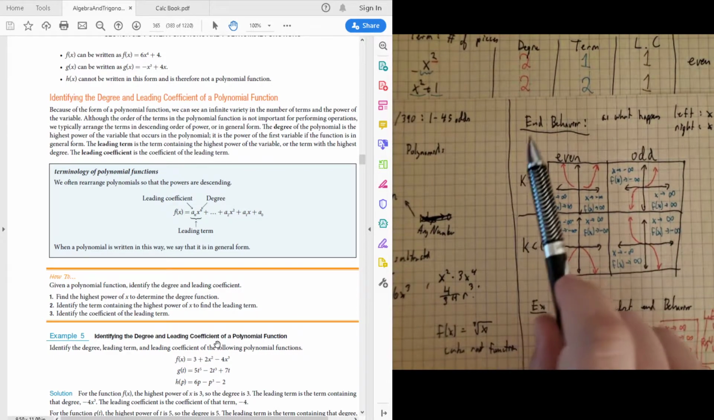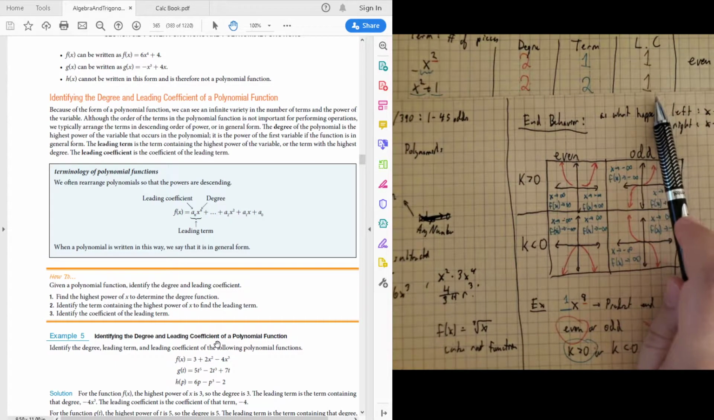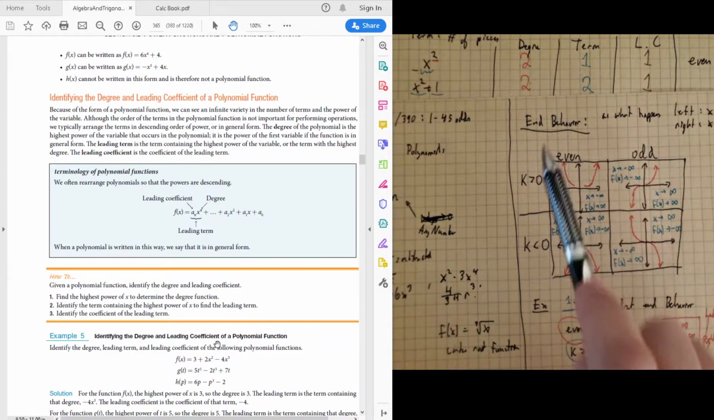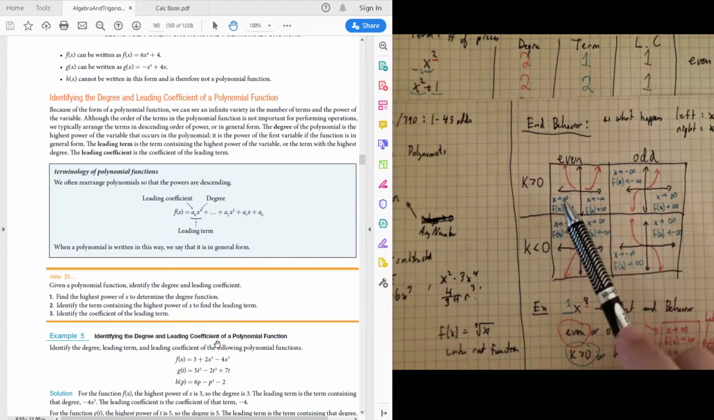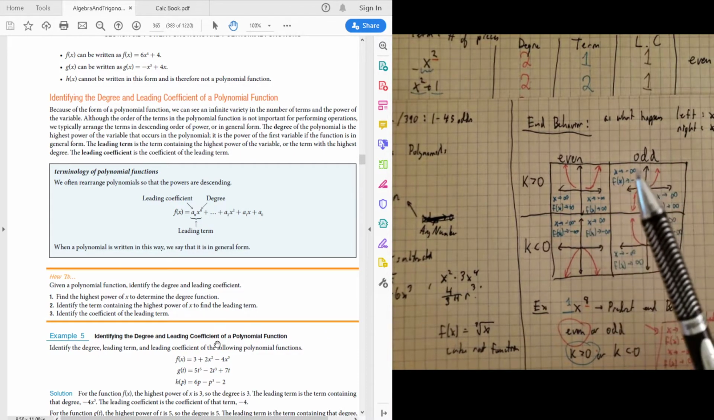So for this one, same thing. It has a degree of 2. It has a leading coefficient of 1. So that tells me that it's going to fit in this first category, and therefore have up end behavior, or negative infinity to infinity and infinity to infinity.